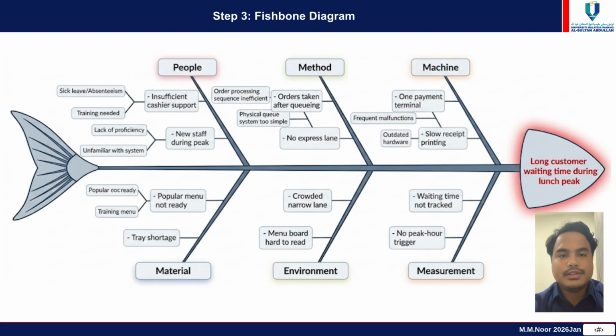Step 3. Fishbone diagram. The fishbone diagram helps organize the possible causes into categories such as people, method, machine, material, environment, and measurement. For example, the method issue includes no express lane, while the machine issues include only one payment terminal. This shows that the waiting time problem is caused by several connected factors, not just by customer volume.